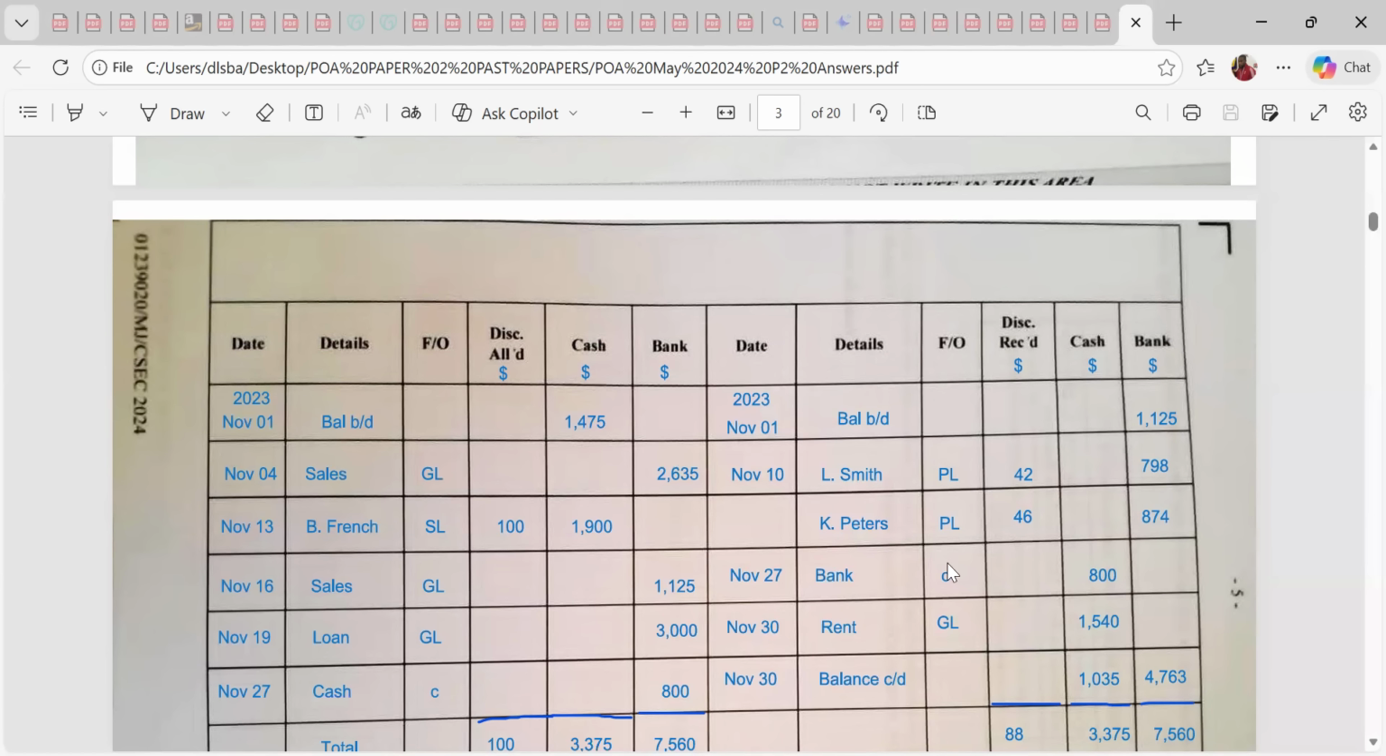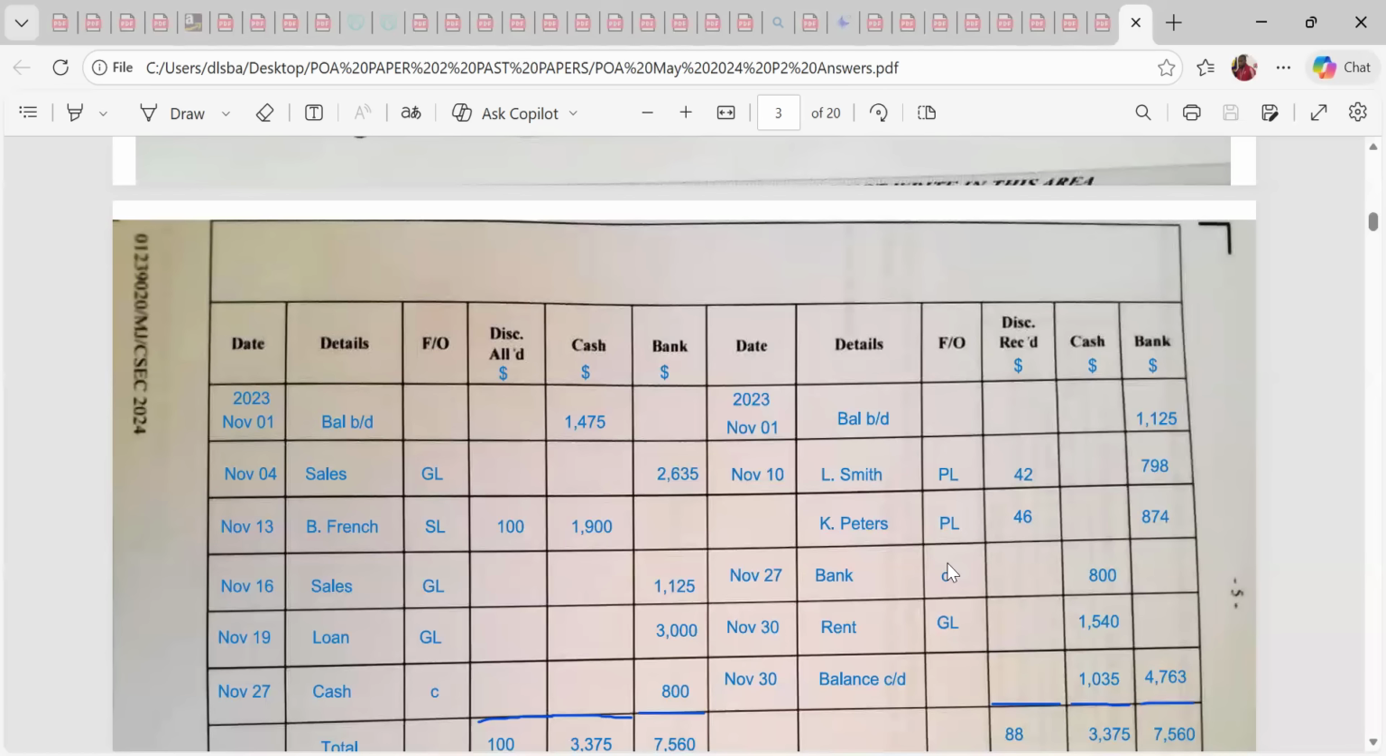Simple. I can make it as easy as I possibly can. If the details is not a person or a business, let's say the details is sales or rent or insurance or furniture or computer, it is not a person or business, the folio is GL, General Ledger. Once it's not the name of a person or a business, the folio is GL.